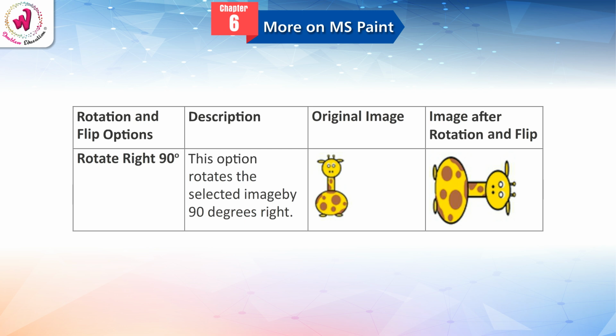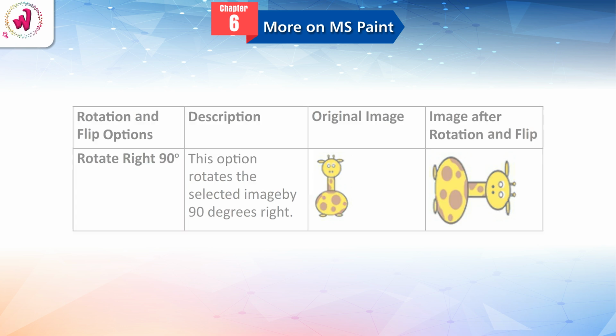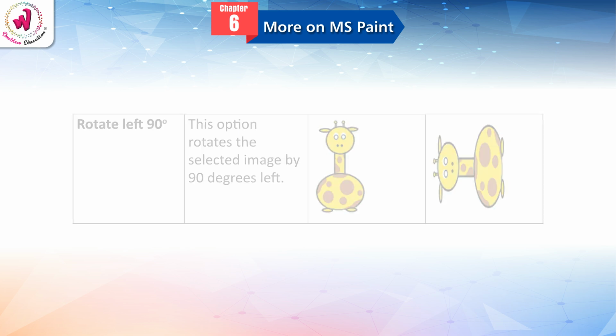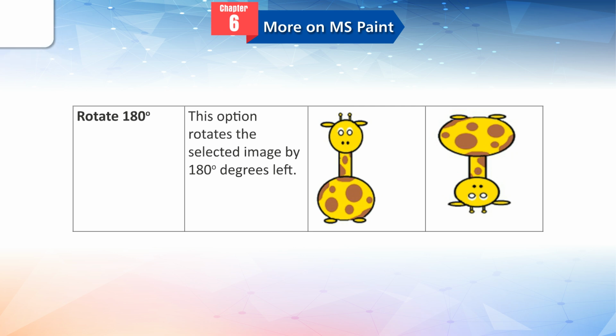Rotate right 90 degrees. This option rotates the selected image by 90 degrees right. Rotate left 90 degrees. This option rotates the selected image by 90 degrees left. Rotate 180 degrees. This option rotates the selected image by 180 degrees left.